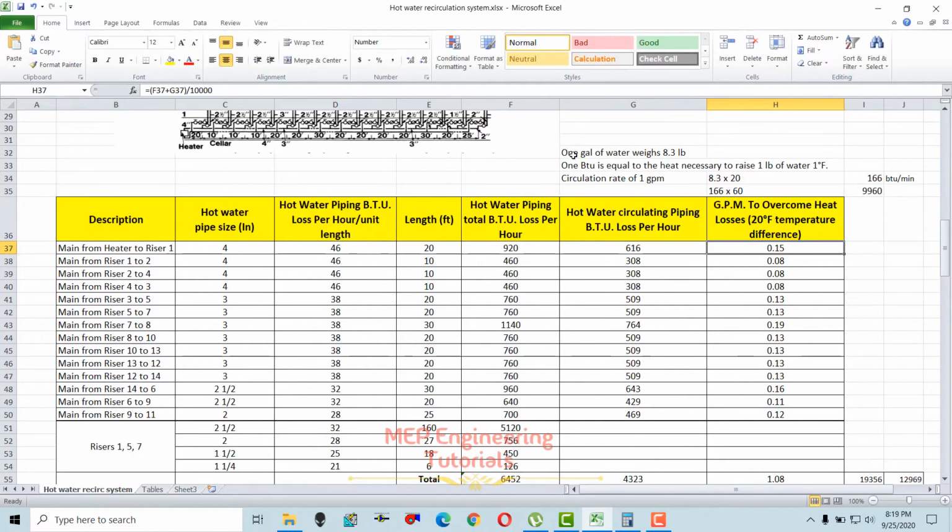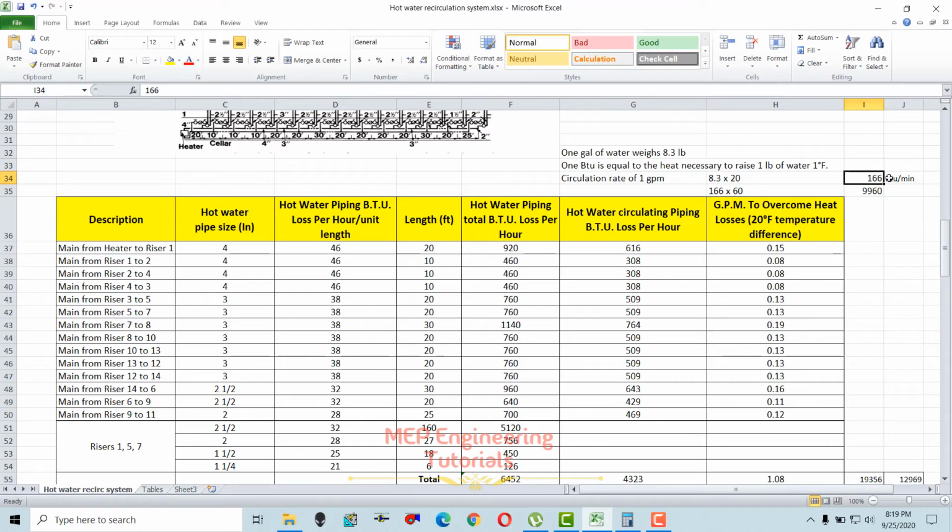So as we know, 1 gallon of water weighs 8.3 lbs, you can check over the internet. And 1 BTU is equal to the heat necessary to raise 1 lb of water by 1 °F, and recirculation for 1 GPM. Since it is based on 20 °F, we just need to multiply this 8.3 based on 20 °F, so you will get 166 BTUs per minute.